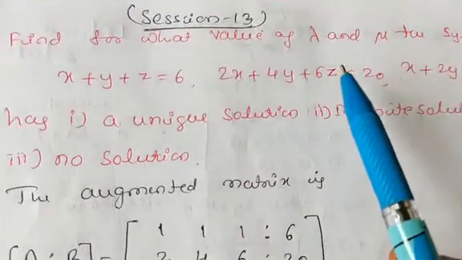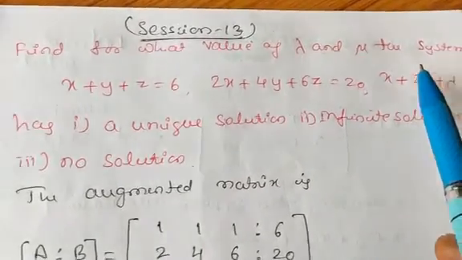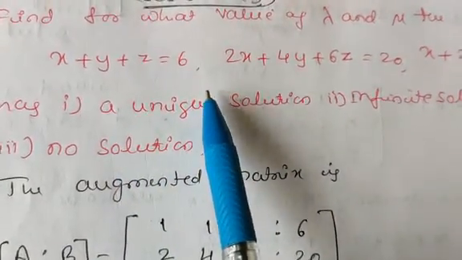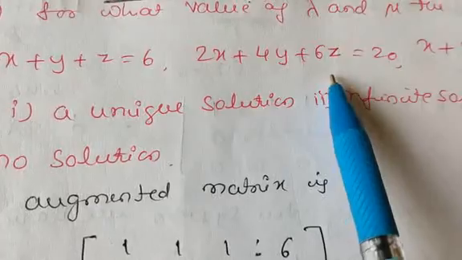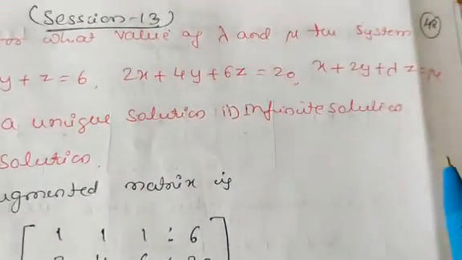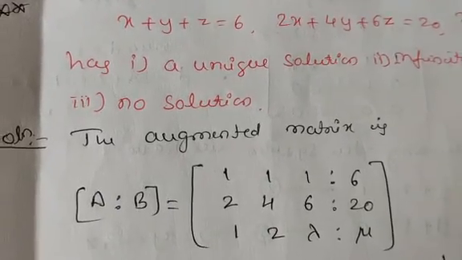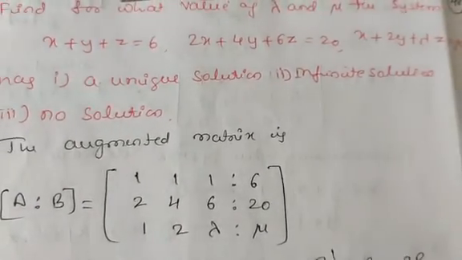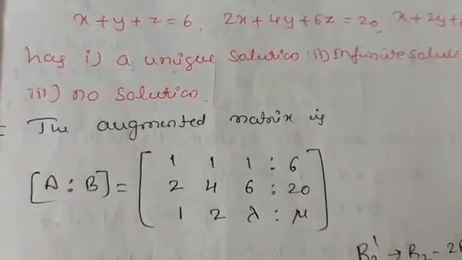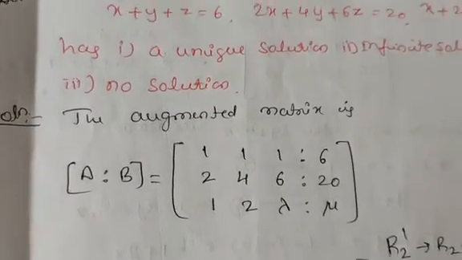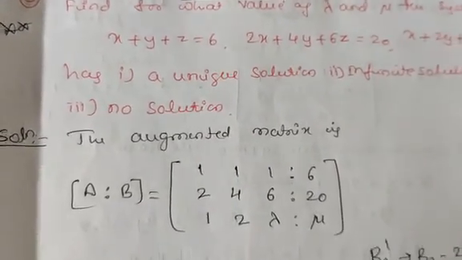Find the values of lambda and mu for the system x plus y plus z equals 6, 2x plus 4y plus 6z equals 20, x plus 2y plus lambda z equals mu, such that it has first, a unique solution, second, infinite solutions, and third, no solution. So this example is very important.